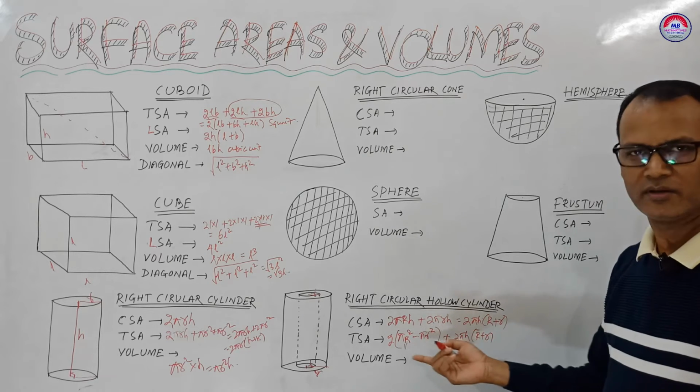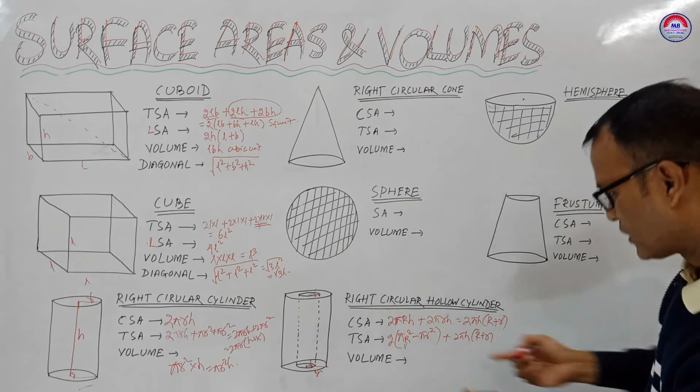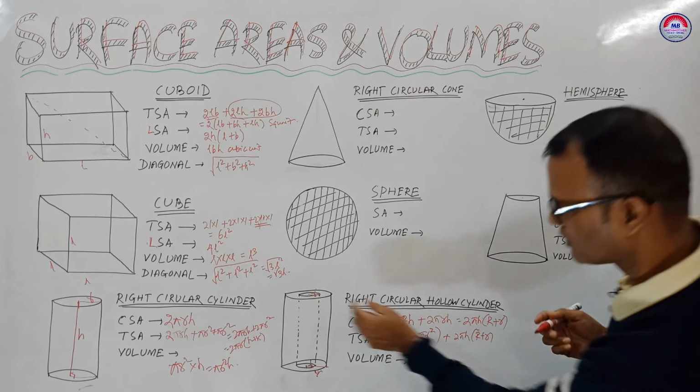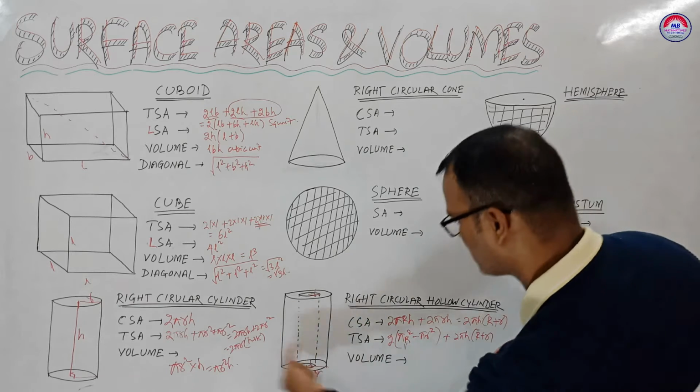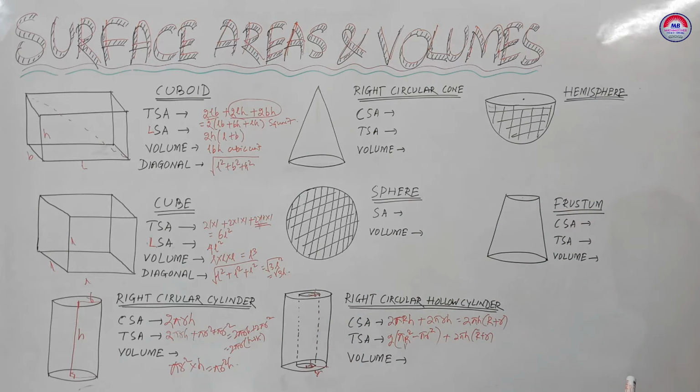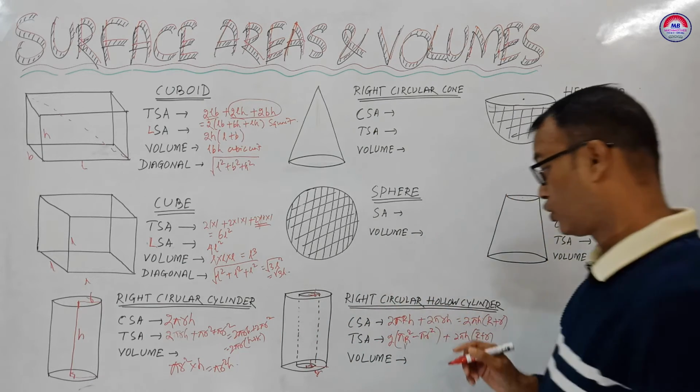Okay. If you take common, then you can write it another way. So this is the formula: top area and bottom area plus curved surface area. This is the formula of the total surface area of the right circular hollow cylinder.